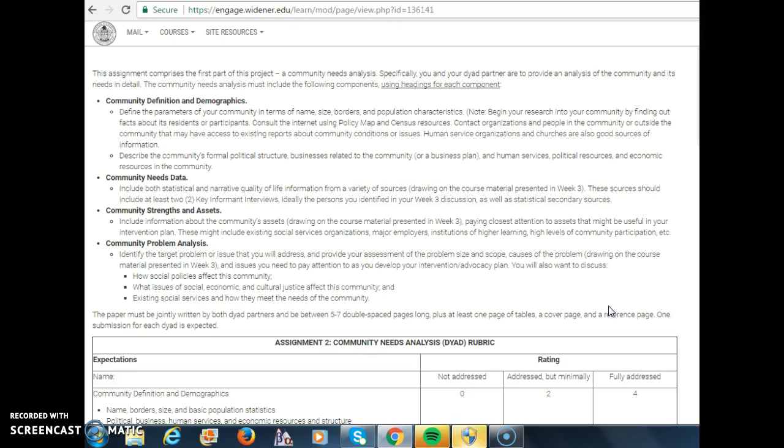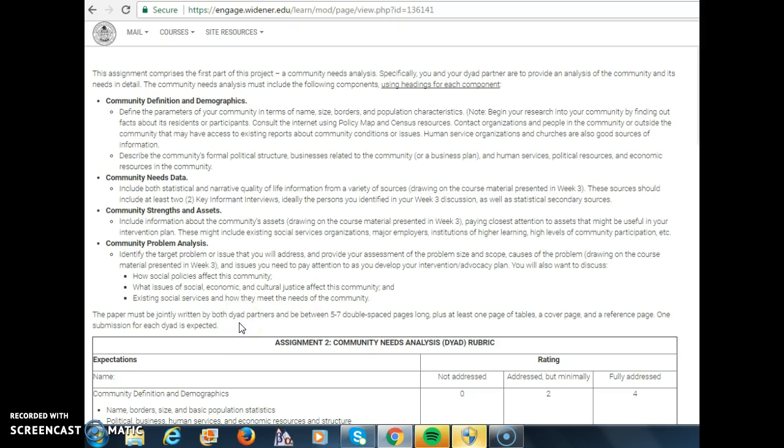And you'll also need to discuss issues that you'll need to pay attention to as you develop your intervention and advocacy plan. You'll also want to discuss how social policies affect the community, what issues of social, economic, and cultural justice affect the community, and existing social services and how they meet the needs of the community. So those are your 4 main components of this assignment. And again, after you do the readings for week 3, that material that's presented in week 3 should help you with much of this.